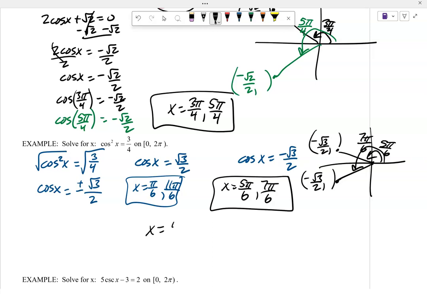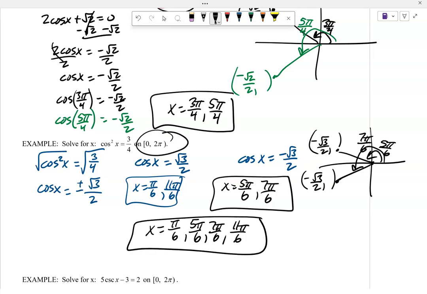And of course, we'd write them all together: pi 6, 5 pi 6, 7 pi 6, 11 pi 6. And that's all of them within that first period from 0 to 2 pi.